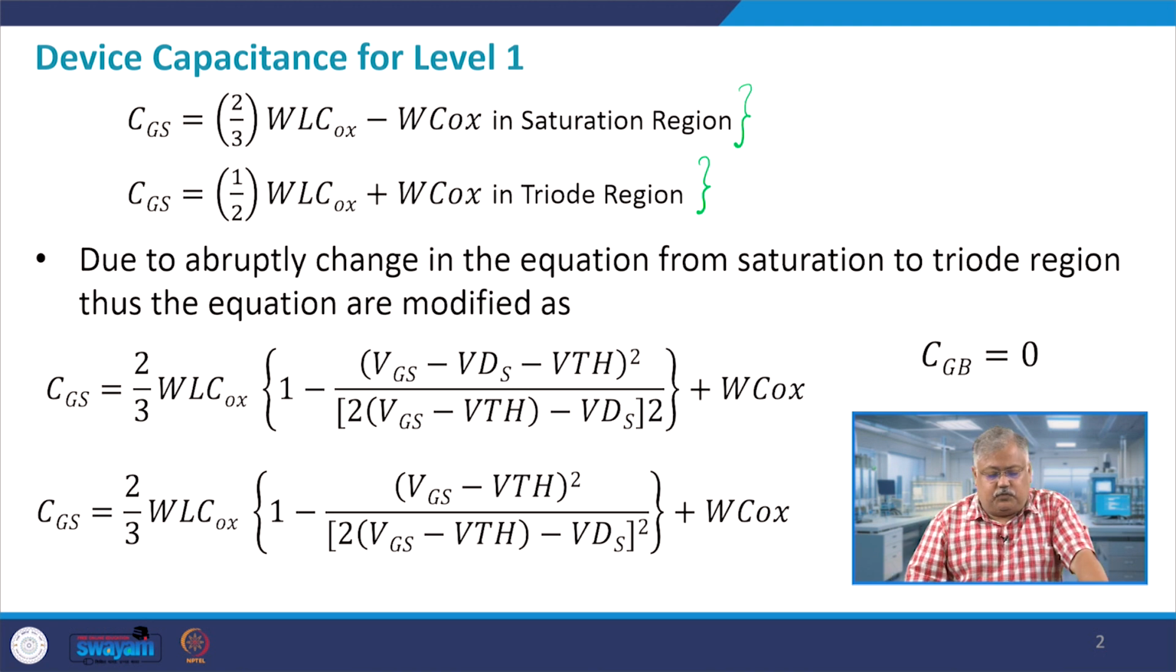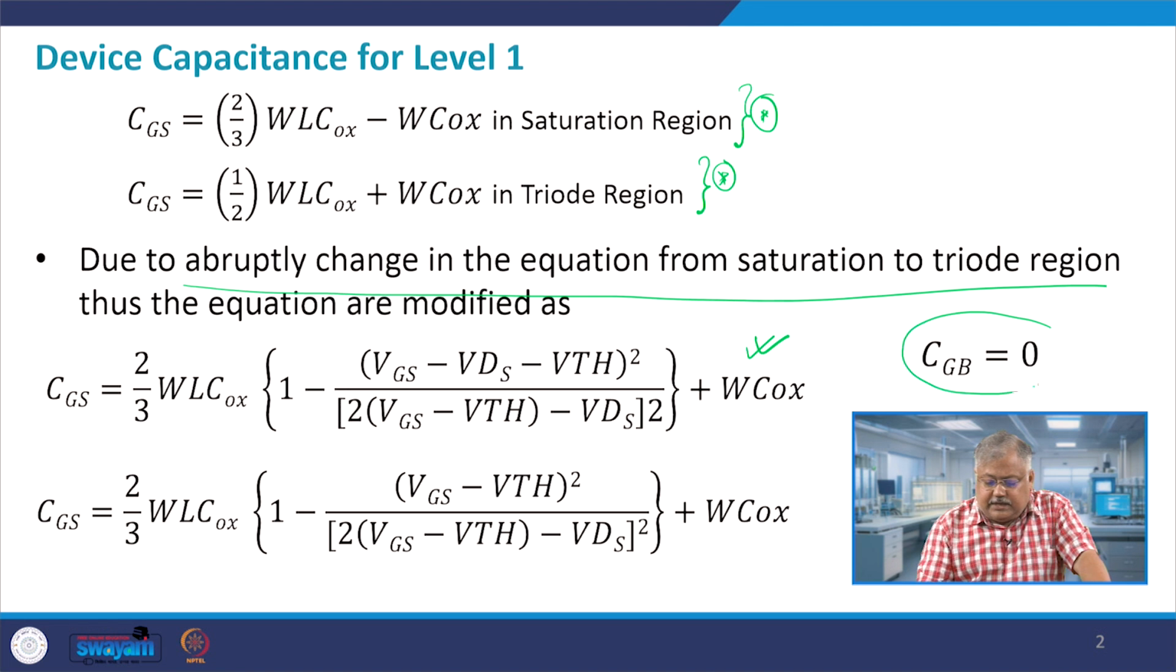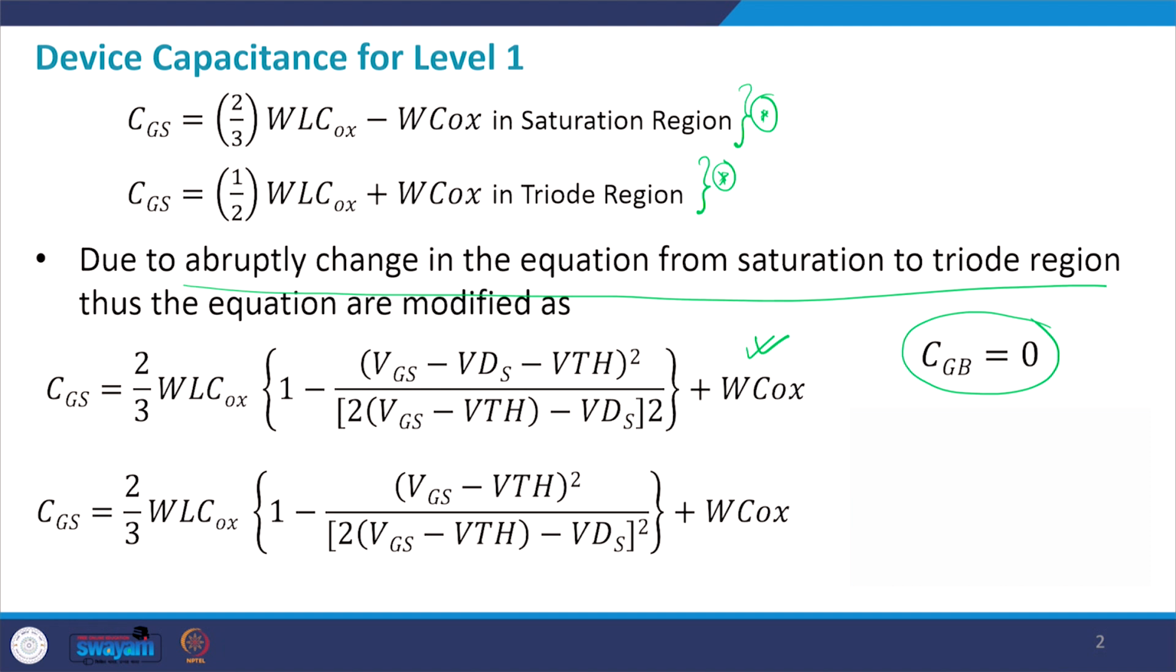However, the problem with these equations is that though they are easy to solve, you will see an abrupt change in the equation from saturation to the triode region, and therefore maintaining a continuity of the gate to source capacitance during the transition is a difficult task. Therefore, a modified expression was found, given by this expression here, and it was stated that CGB was approximately equal to 0, because in deep inversion, because of the screening effect, the gate to bulk potential will be approximately equal to 0.